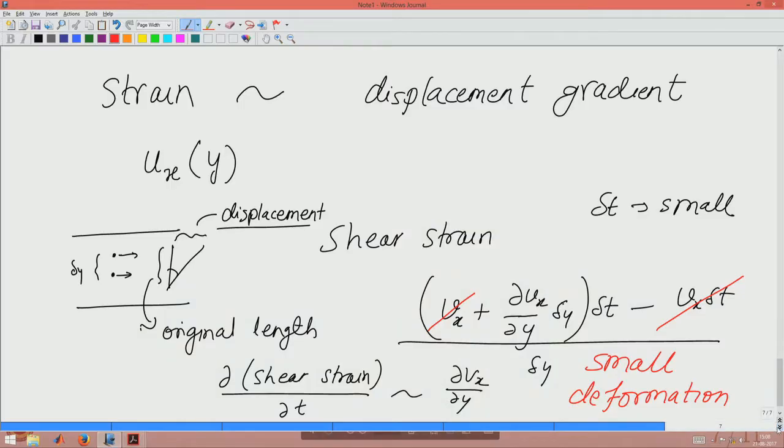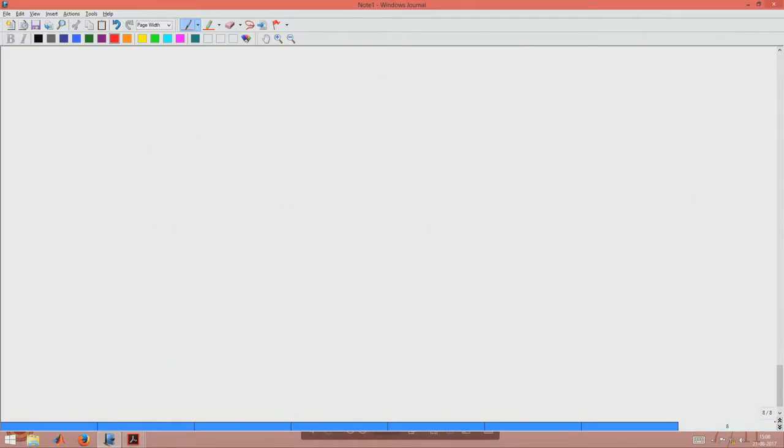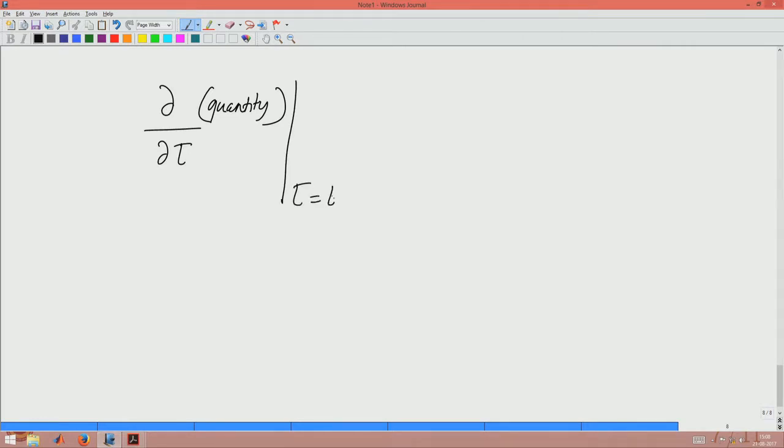For an arbitrary amount of deformation, we will need to define rate quantities with respect to tau. That is something we will do in future. Right now we do not need to worry about it, but del by del tau of a given quantity of interest, at tau equal to t, will be the rate of change of the quantity.